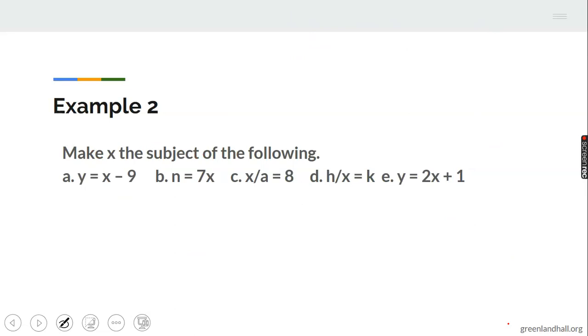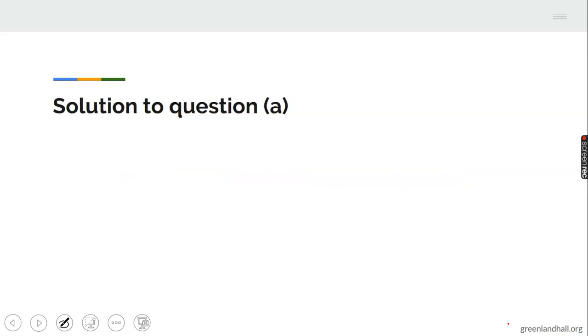Make X the subject of the formula. Make X the subject of the following. In all of this, we want to make X the subject of the formula. What do we have in question A? Y equals X minus 9. Now, make X. I will not write the steps for you. I will just mention the steps, but you write them yourself.